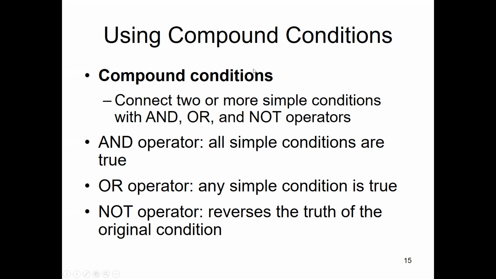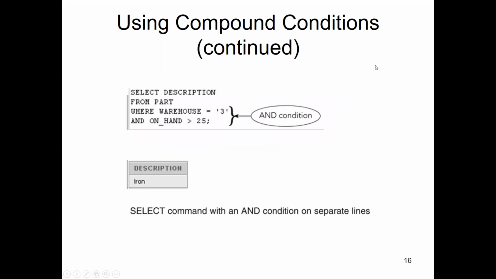Compound conditions, as opposed to that simple condition, can have multiple conditions joined by words like and, or, not. If you have an and, we've got two conditions here. We're getting the description from the part table. Firstly, we only want the records where the warehouse is warehouse 3. And I guess there's warehouse 1, 2, 3, 4, whatever. But there's another condition. The and means that not only do we have to meet this criteria, we have to meet this criteria too. So and actually limits the number of rows even further.